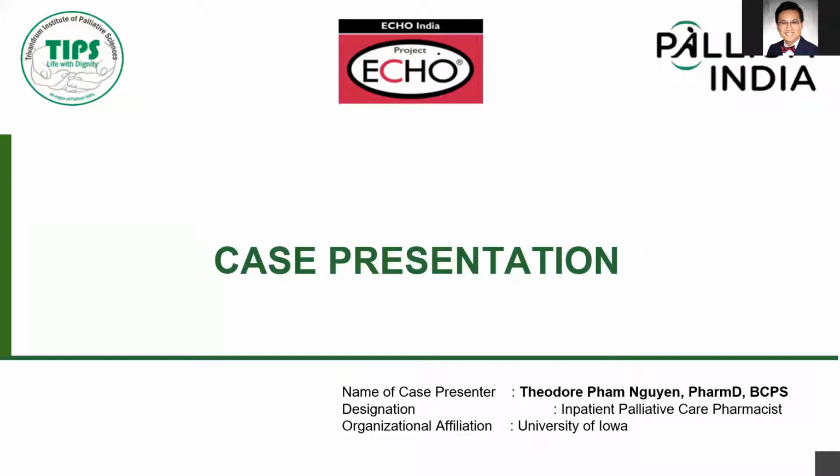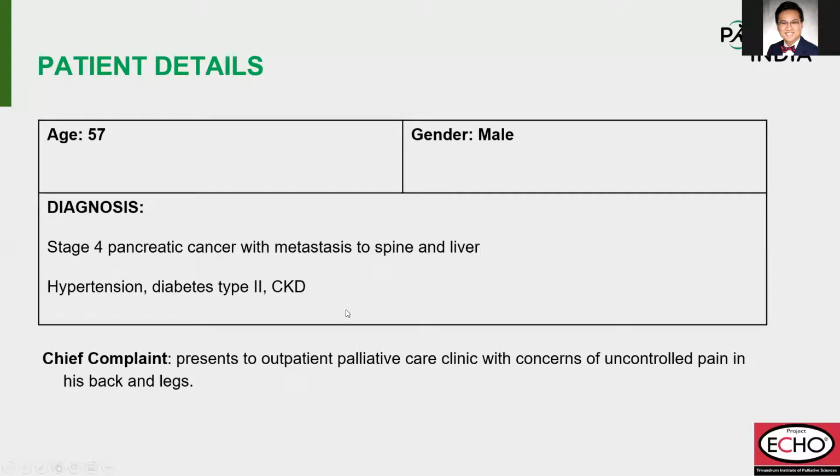So for this case, we'll be using the same one as last time, but I've simplified the case, took a lot of the contraindications out, and let's just assume this patient is a perfect candidate for methadone. So we'll jump through the details. Last time it was a 57-year-old male with stage 4 pancreatic cancer with mets to spine and liver, and he has uncontrolled pain in his back and legs.